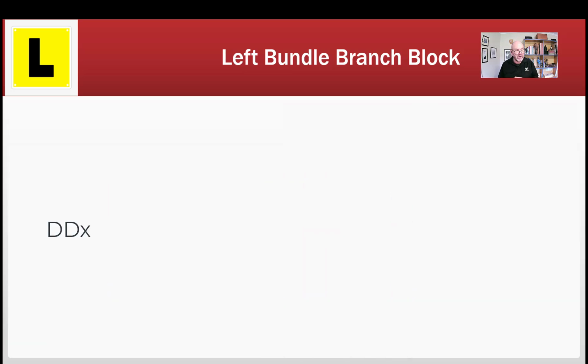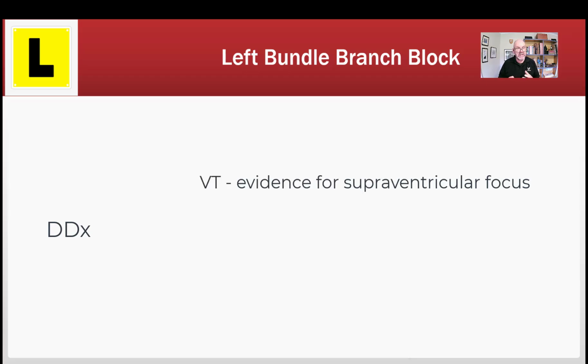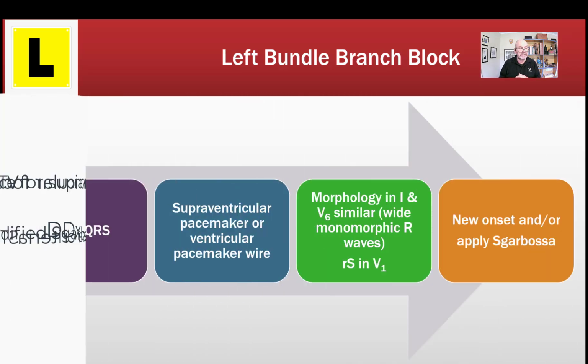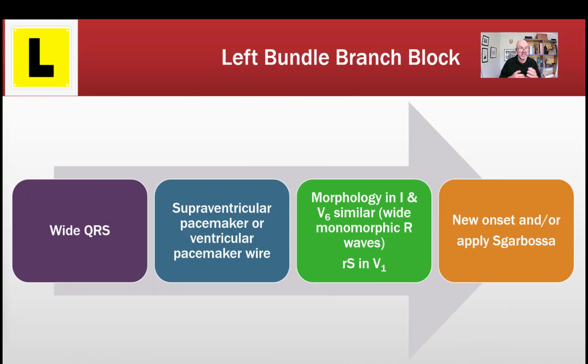In terms of differential diagnosis, the first thing to consider with these wide complex rhythms is whether or not it's VT, and so you have to look to see whether there's sufficient evidence that the pacemaker has a supraventricular site. When we consider STEMI, we're going to utilise the modified Sgarbossa criteria. And in terms of clinical significance, the synopsis is that it's normally pointing towards a pre-existing as opposed to an acute cardiac issue. So it may be due to something like left ventricular hypertrophy or a previous MI.